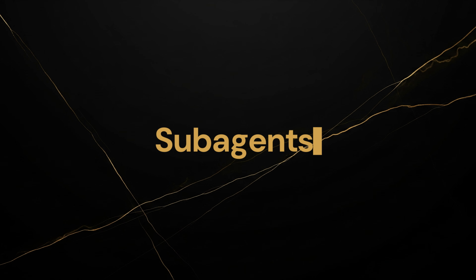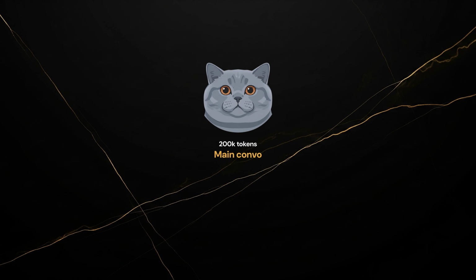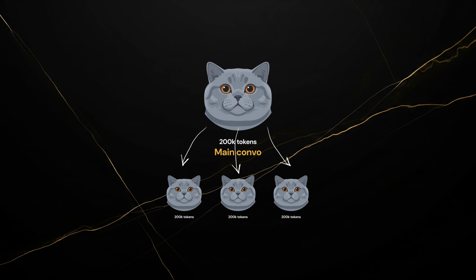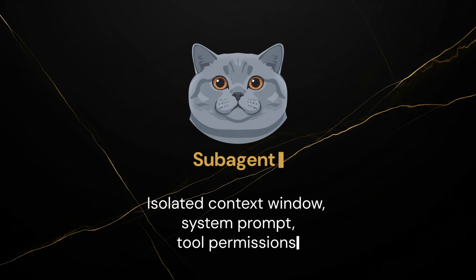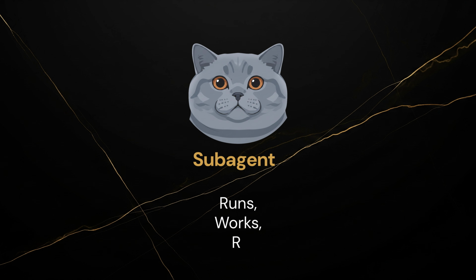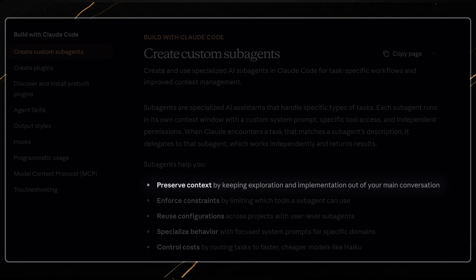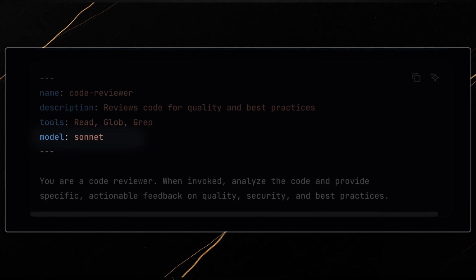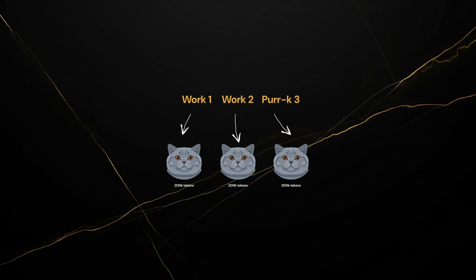Subagents appeared around August 2025. They solve a fundamental problem. Complex tasks that would bloat your main conversation can be delegated to isolated instances. A subagent is a specialized AI instance with its own context window, system prompt, and tool permissions. It runs, completes its task, and returns only the results to your main conversation. The key characteristics that make subagents different: isolated context means they don't pollute your main conversation. Fresh context window for each invocation means no leftover conversation history. You can specify a different model, like using Haiku for fast codebase exploration, and they are perfect for parallel execution.